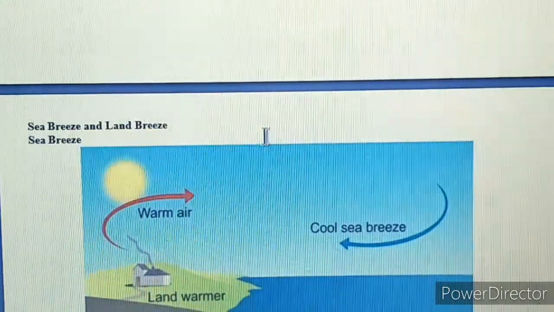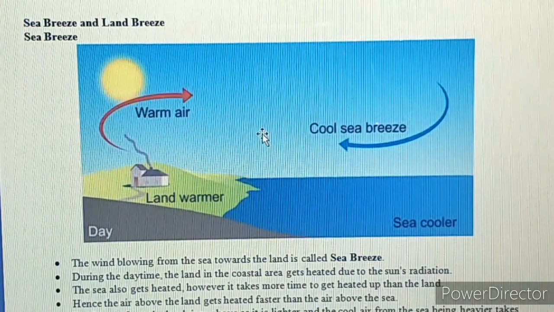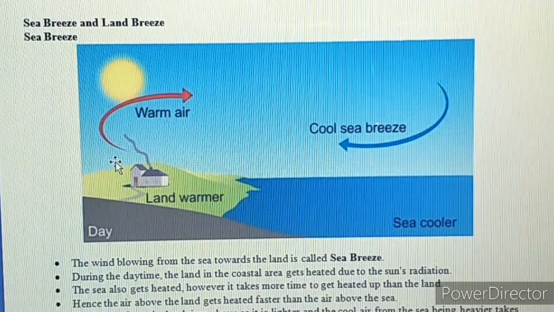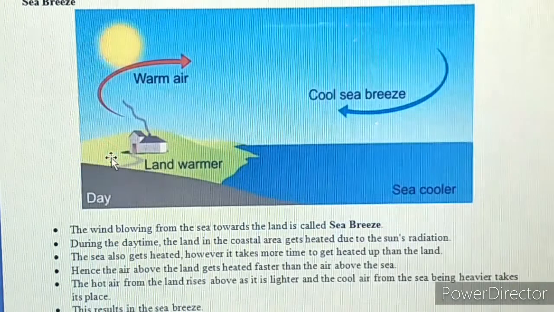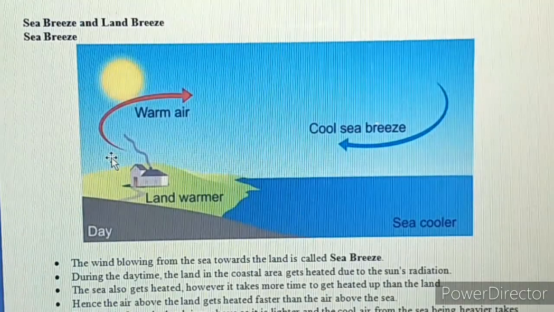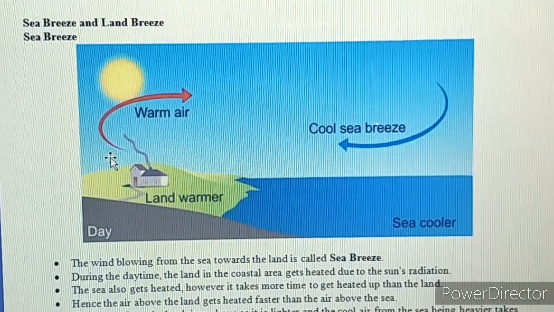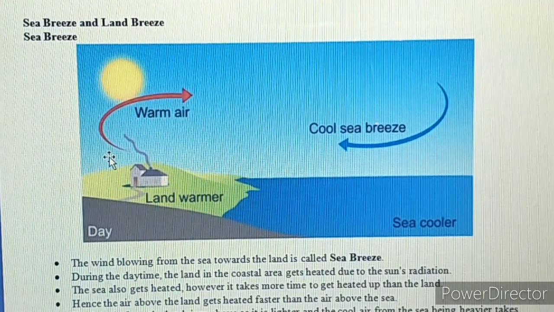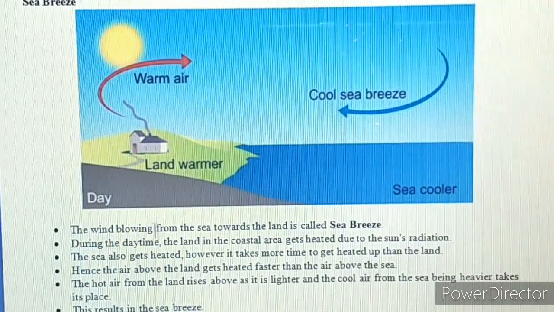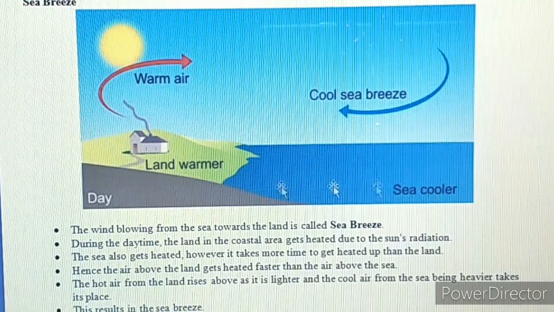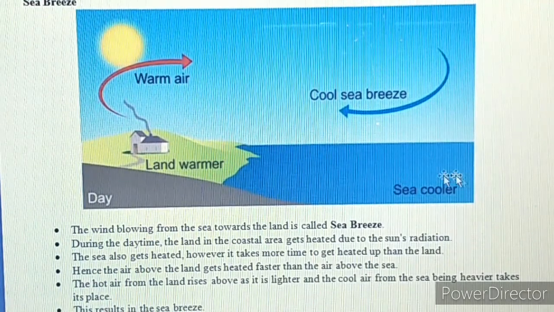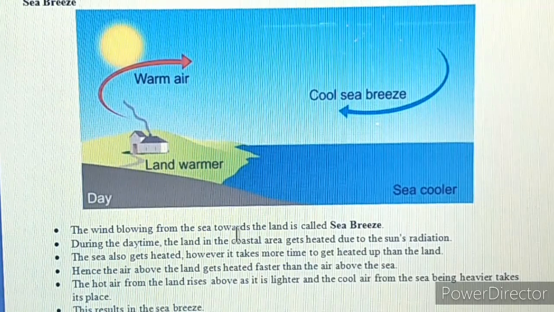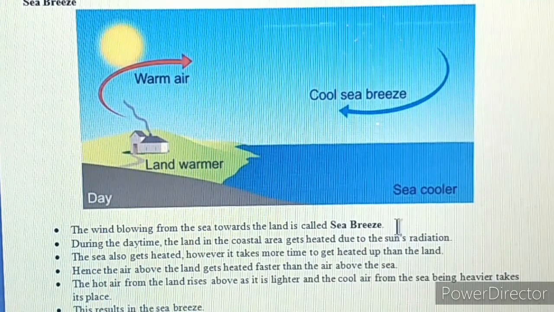Now, coming on to the sea breeze and land breeze. Sea breeze and land breeze also occur due to temperature variations, that means heat. Now, this is sea breeze. In sea breeze, what happens? The breeze which flows from sea to land is called sea breeze. So the wind blowing from the sea towards the land is called sea breeze.